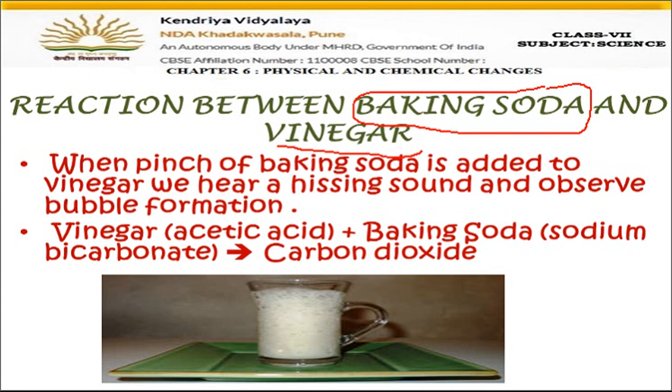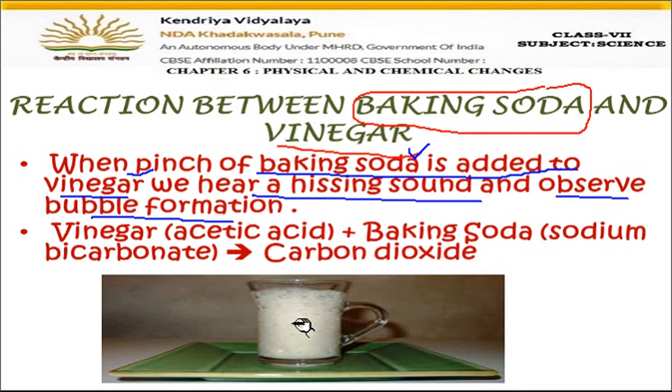Now students, if we add a pinch of baking soda to the vinegar, now see, baking soda is basic in nature and vinegar is acidic in nature, meaning we are adding a base to an acid. So when these two are added together, we hear a hissing sound, and observe the bubble formation. You can see in the diagram here how the bubbles have formed. After adding baking soda to vinegar, such bubbles are formed and the solution just rises up.